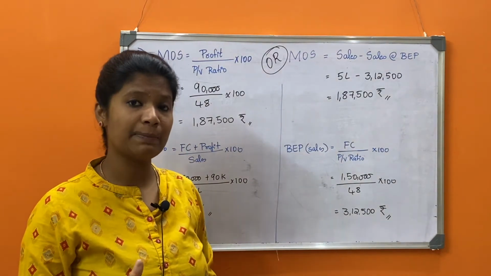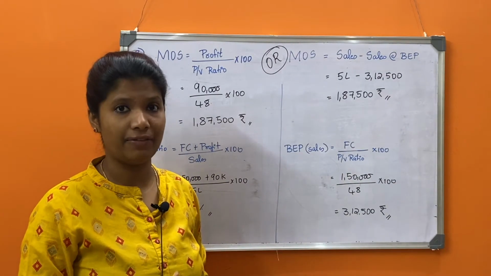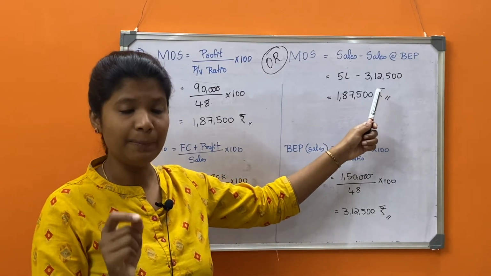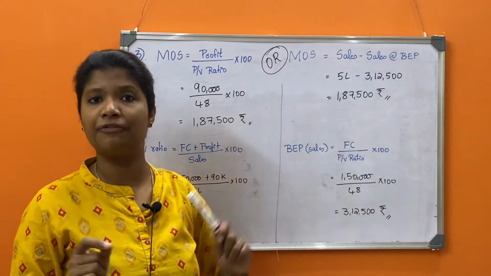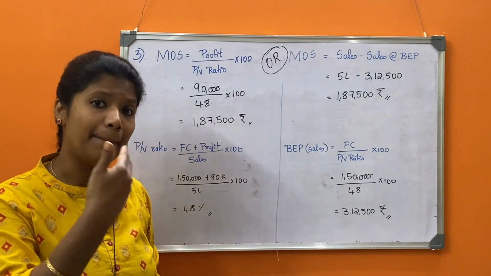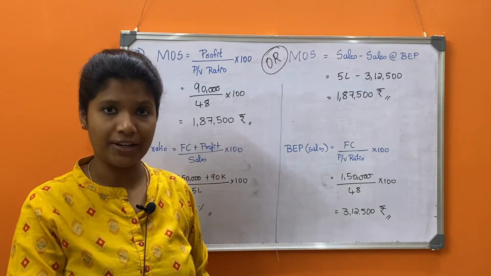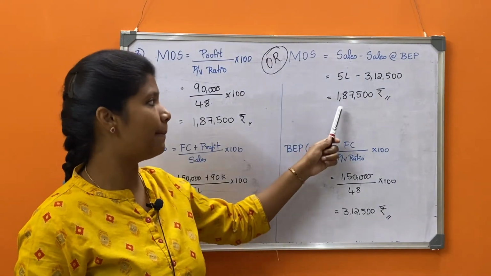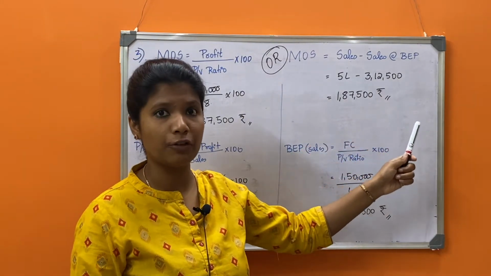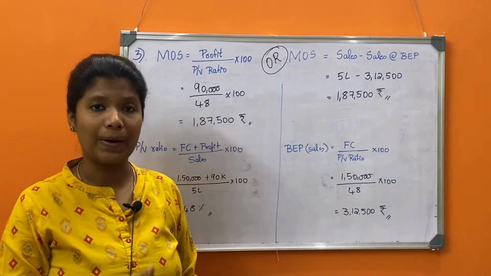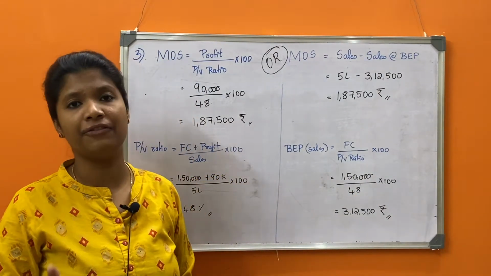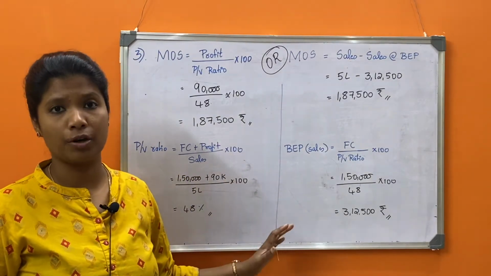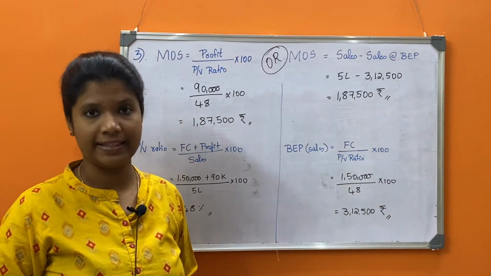The total sales made by the company is 5 lakh. What is the sales made at break-even point? 3,12,500. So anything above 3,12,500 is actually the margin of safety for the company. So what's the actual amount of profit made by the company? 1,87,500 rupees. So hope you have understood the third question, focusing on margin of safety.